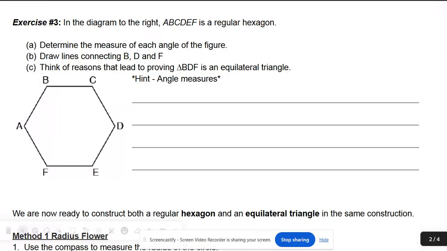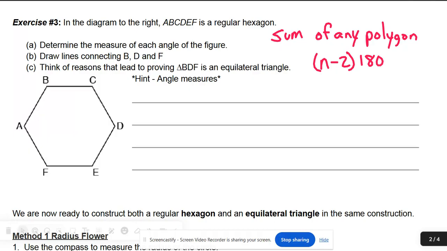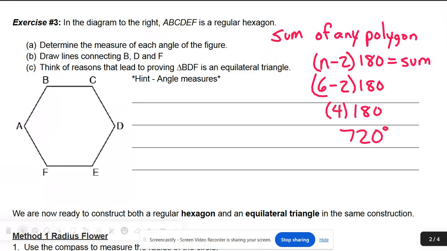You can either use a protractor, or there is a formula for the sum of the angles of any polygon. You can take the number of sides minus 2, multiply that times 180, and it will give you the sum of the angles. So in this case, if we have a hexagon, there's 6 sides minus 2 times 180. So that would be 4 times 180. That's 720. That would be the sum.